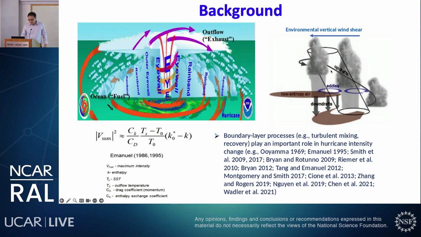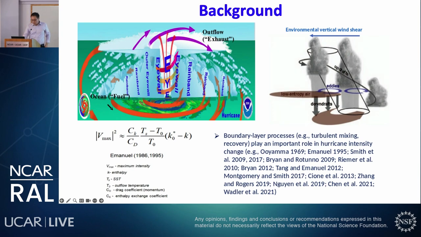It's important for hurricane intensification. The right-hand figure is a plot from Brian Tang's paper, showing the effect of environmental shear on the overall vortex-scale structure. Usually for a sheared storm, the vortex is tilted downshear. Here the arrow shows the shear direction. You see the clouds in the eyewall, and because the vortex is tilted, those convective downdrafts bring dry and cool air into the boundary layer. Usually that cool and dry air would weaken the storm.